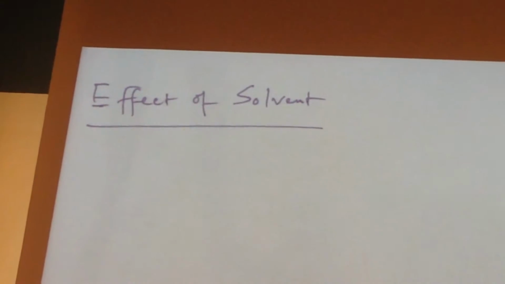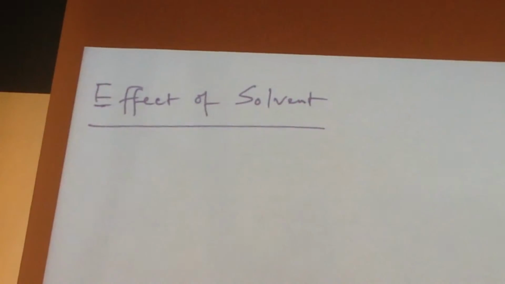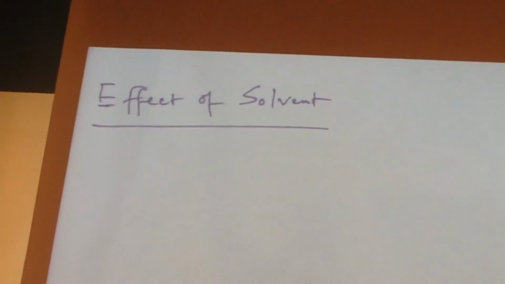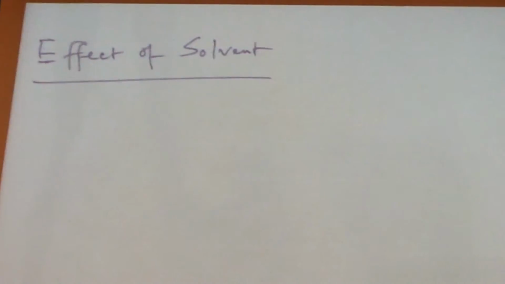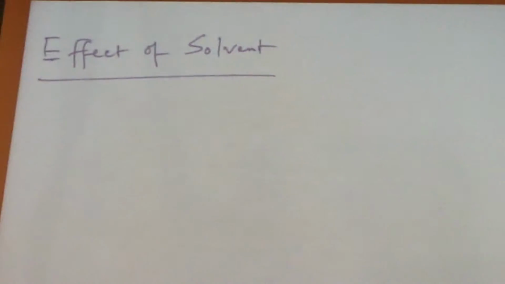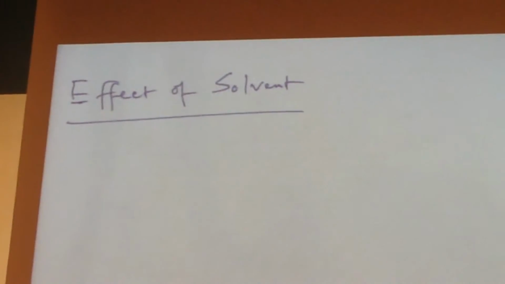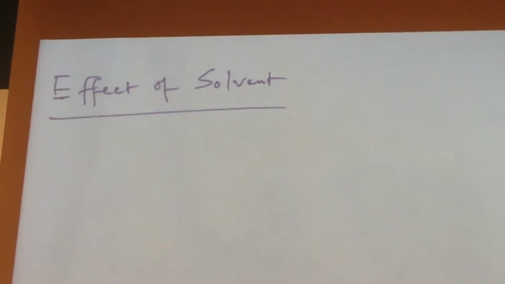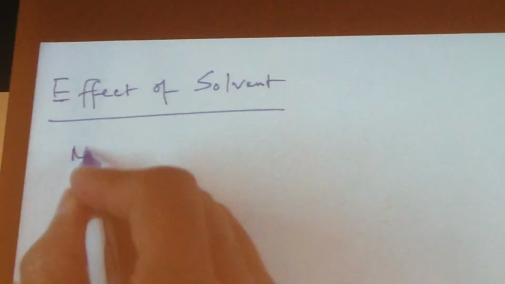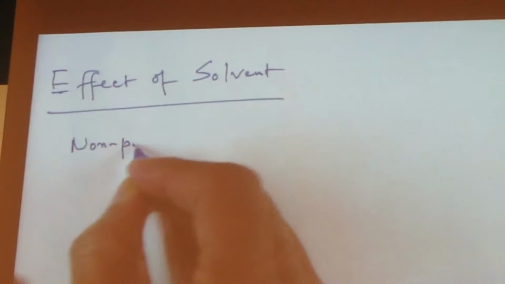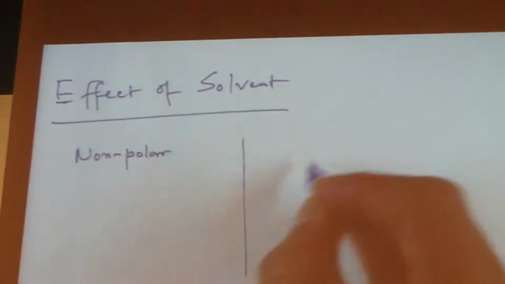Now, solvent plays a critical role in many of these reactions. When we talk about that, first let's try to figure out what kind of solvent we normally deal with. So the solvents are broadly divided into two groups, polar and non-polar. So let's say non-polar, and then polar solvent.